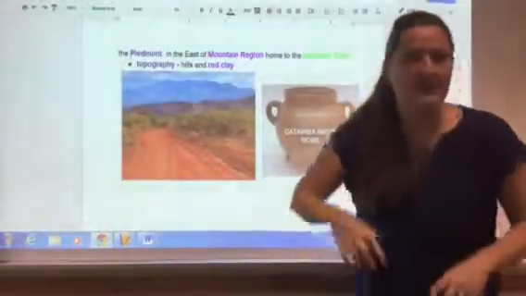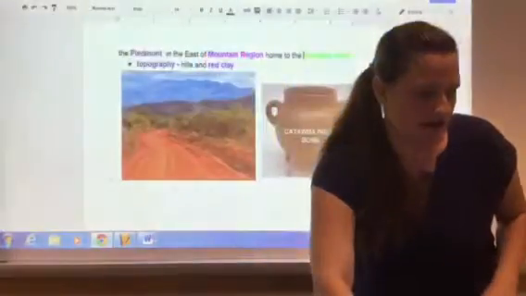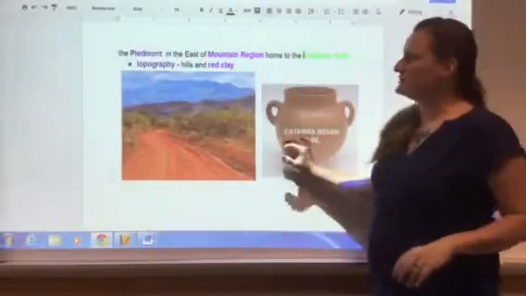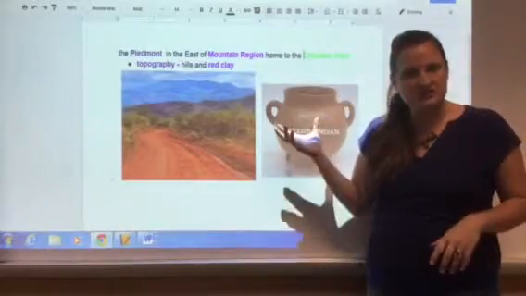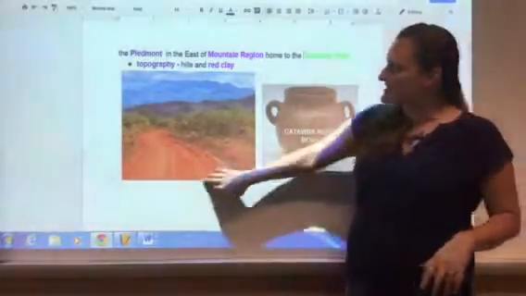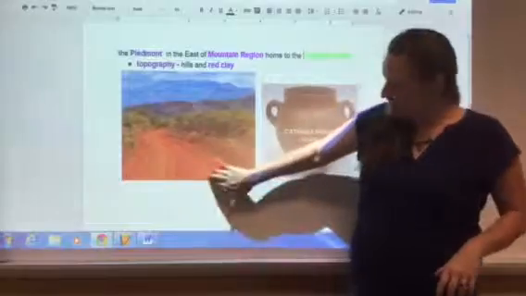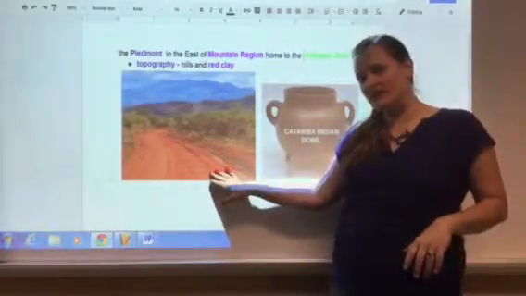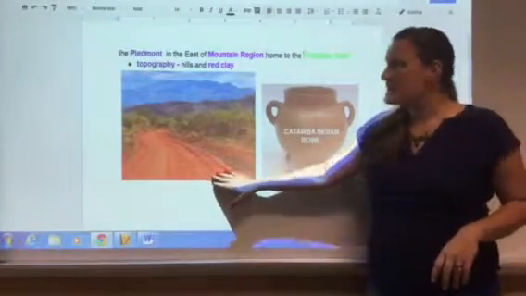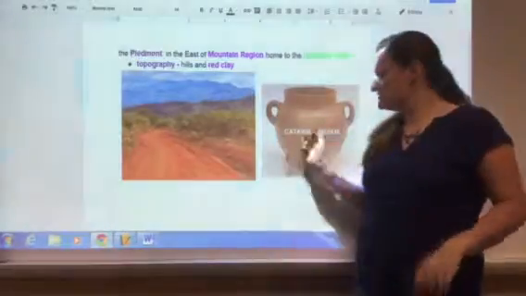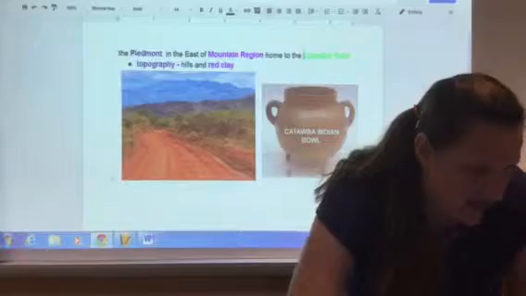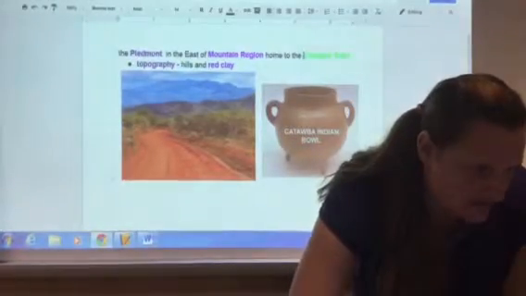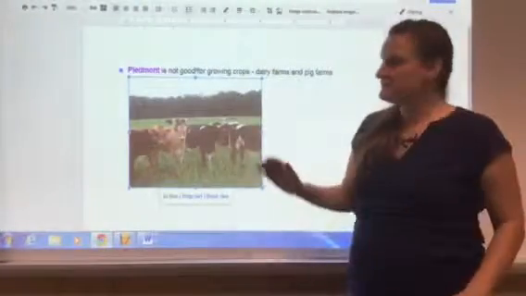Okay, then you've got the Piedmont, which is east of the mountain region and home to the Catawba tribe, which we'll talk a little bit about. And it's got that red clay. Look at that. It's not very good for farming at all. It's very, very difficult. But that clay was used to make some of these beautiful Indian bowls. And you've also got dairy farming.